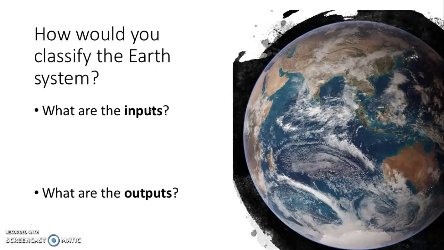So inputs. If we're looking at the Earth system, generally we think of our main input as solar radiation. Okay, so solar radiation, energy from the sun. Outputs. Well, this is a picture of the Earth taken from space, which means that Earth must be reflecting some of that sunlight, some of that light. So we do reflect some of that light back out into space.